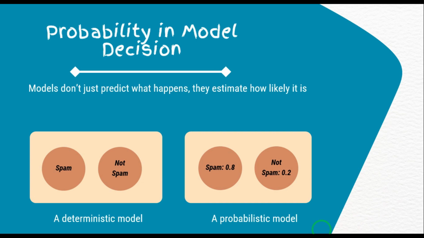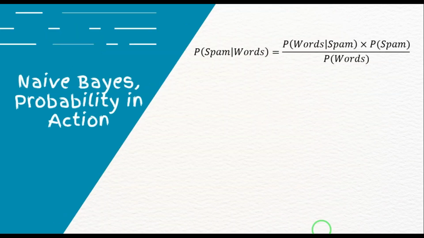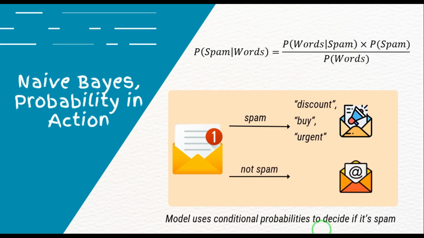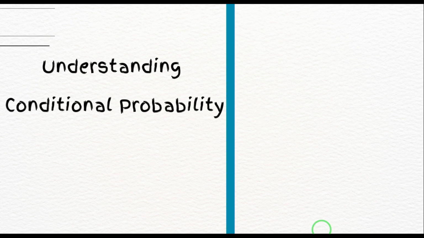But how does a model calculate those probabilities? Let's look at a classic example. This is Bayes' theorem, the backbone of probabilistic reasoning. It says the probability of your email being spam, given its words, depends on how likely those words appear in spam emails. This is a concept called conditional probability. Conditional probability is at the heart of how ML models update beliefs.